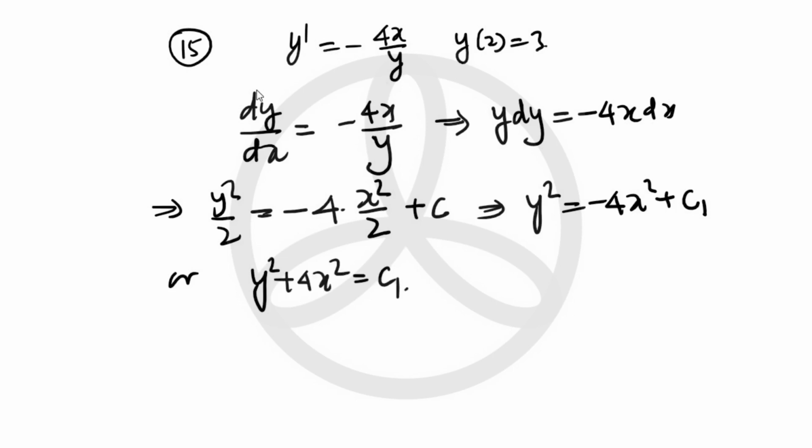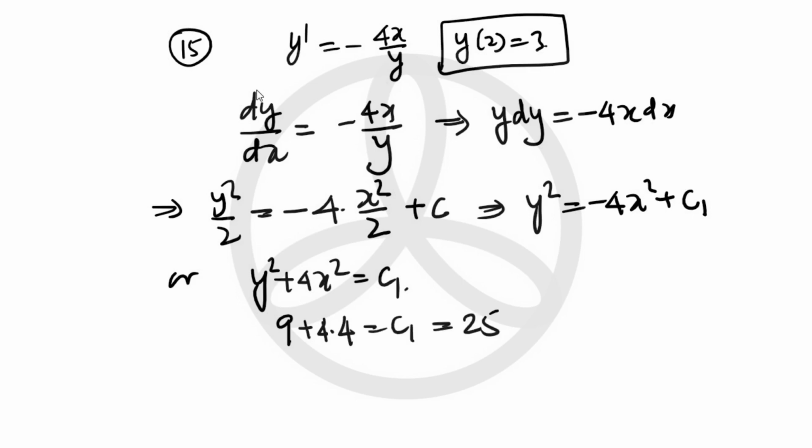In order to find c1, we need to use the given initial condition, which is y equals 3 when x equals 2. So we can replace x with 2 and y with 3, and this will become 9 plus 4 times 4. This is c1, and c1 is nothing but 25. Our final answer for this will be y square plus 4x square equals 25.